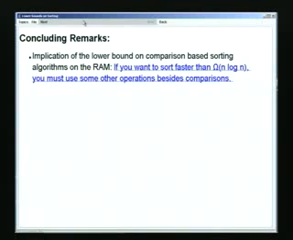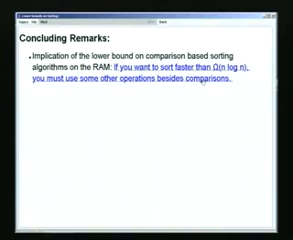First, some implications of the lower bound on comparison based sorting algorithms in the RAM. So here is an important implication. If I want to sort faster than n log n, what do I know? Well, I know that I must use some other operations besides just comparisons. If I limit myself to just comparisons, what happens?